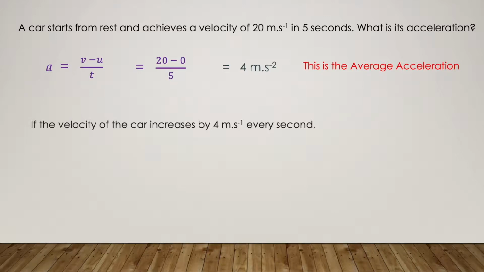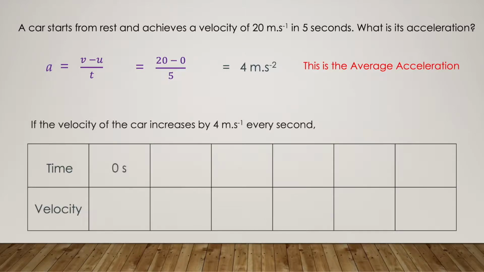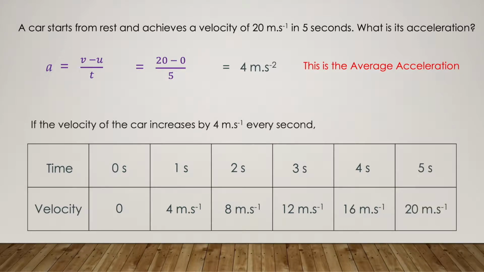However, if the velocity of the car increases by 4 meters per second every second, then at 0 seconds the velocity would be 0. After a second, the instantaneous velocity would be 4 meters per second. After another second, the instantaneous velocity would increase to 8 meters per second, and this would continue till at 5 seconds the instantaneous velocity is 20 meters per second. So here we see that the velocity increases at a uniform rate, and this is an example of uniform acceleration.